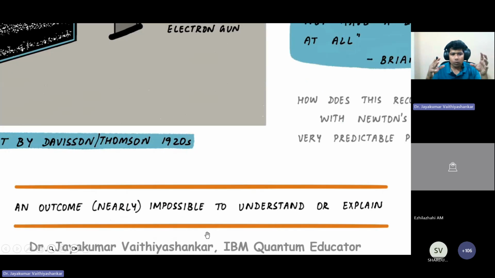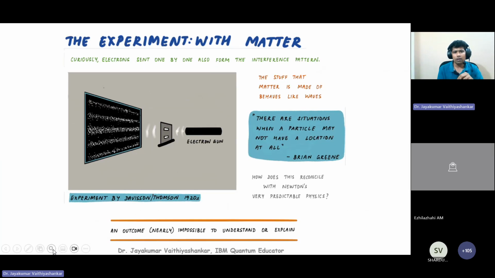If you are doing any quantum experiment, the outcome is nearly impossible to understand or to explain because it behaves in a very random fashion. Each and every time the outcome varies. This is a very important thing you need to note down. If you are doing any quantum experiment, there is no static output. Each and every time the output varies.